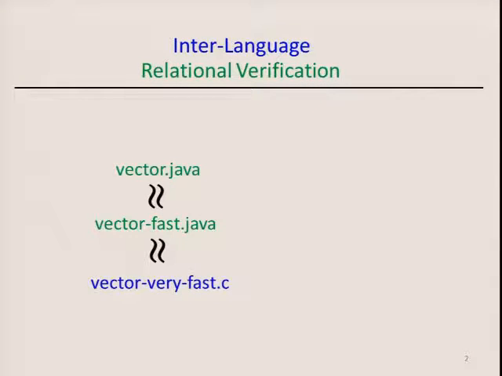For example, you can show the correctness of a very efficient implementation of a vector library, here vector fast Java, just by showing that it is equivalent to some simple reference implementation, vector.java. That's relational verification. And what's interlanguage relational verification? It is to verify that two programs, possibly written in different languages, are the same. Here, you may further optimize it and implement it in C, which is vector very fast.c. And then you may want to show that this is equivalent to vector fast Java, right?